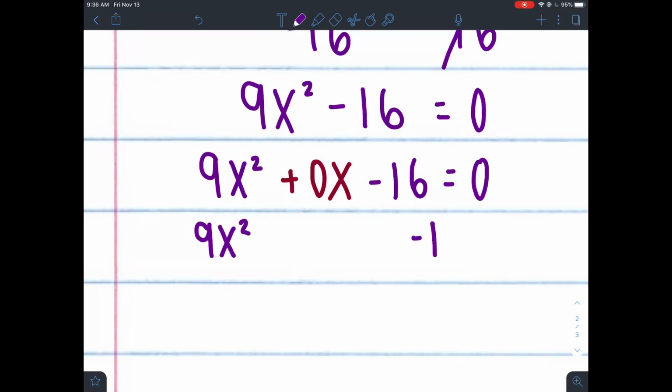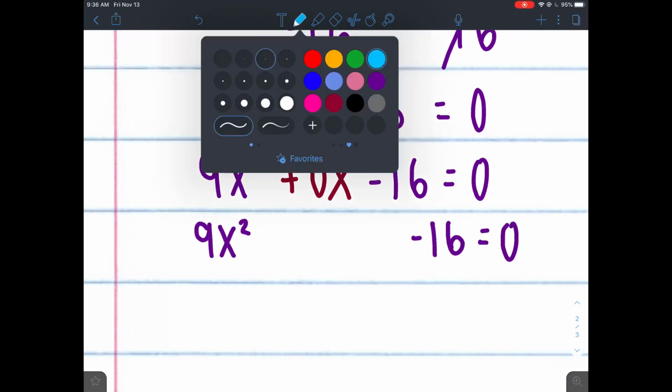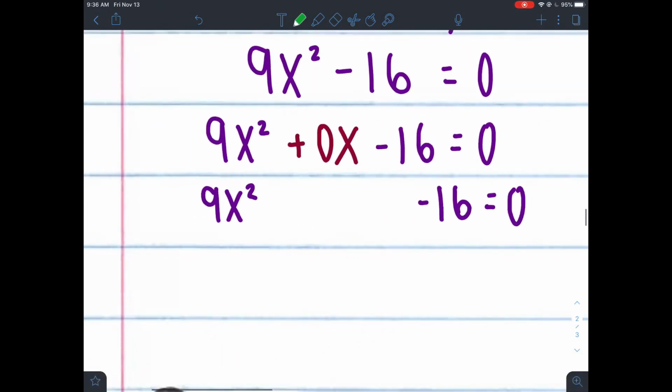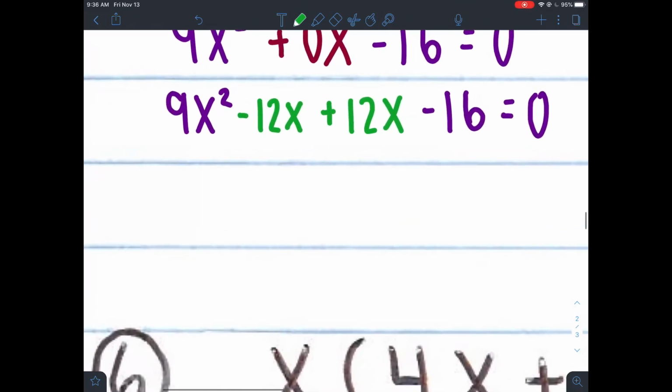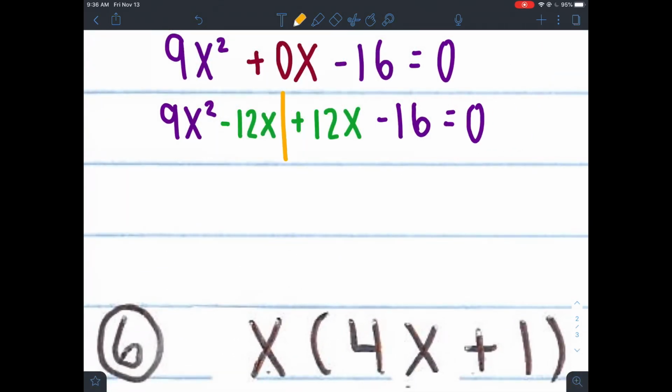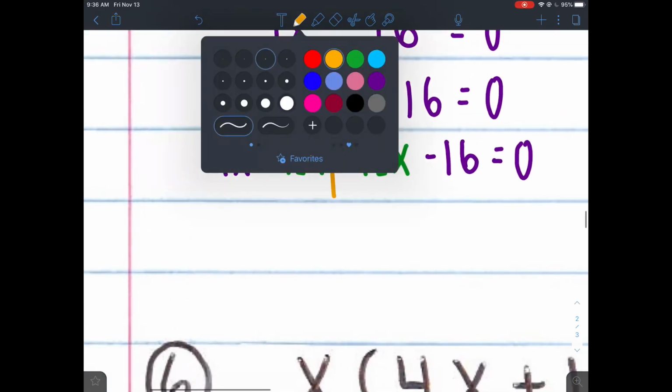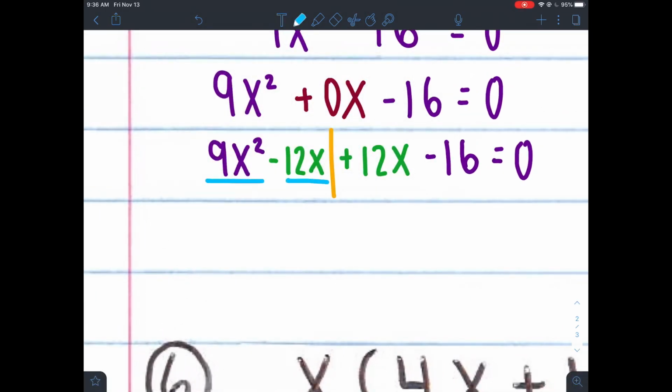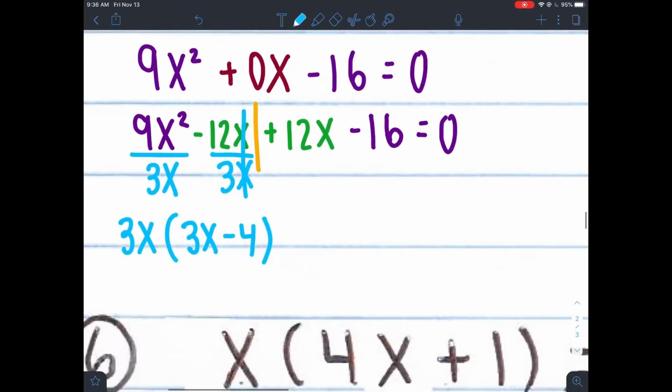All right, so we have 9x squared minus 16 equals 0. And then we have our 2 x's here that we split up, negative 12x plus 12x. Now, once you have 4 terms, you can solve by grouping. Factor by grouping, I'm sorry. In our first group here, we want to look for our GCF. The largest number that goes into both is 3, and the most amount of x's I can factor out is a single x. So we have 3x. We factor that out. We have 9 divided by 3, which is 3. X squared divided by x, which is a single x. I have 1 x left over. And then negative 12 divided by 3 is negative 4, and if I have an x and I take away an x, they cancel. So I close my parentheses.